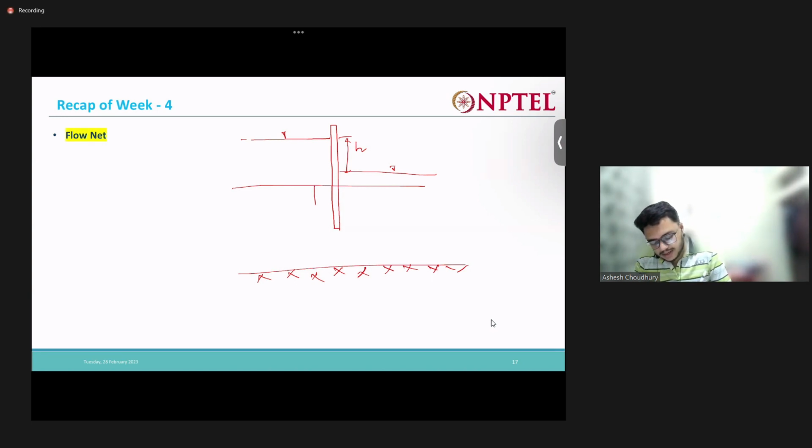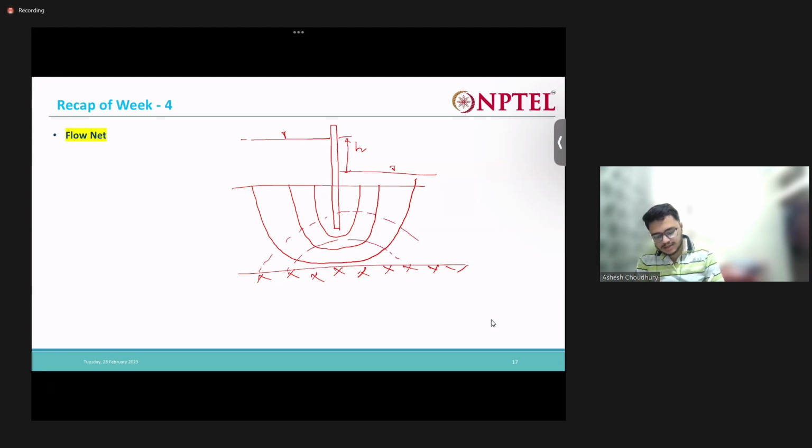Now, we will be getting some flow lines like this, like this. There will be some flow lines. So I am just drawing it simply. And also there will be some equipotential lines like this. These flow lines and equipotential lines will always be perpendicular to each other, right? So they will always be perpendicular to each other.